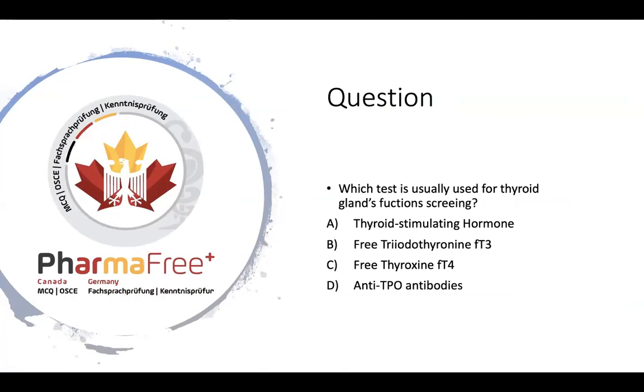This is a single question, it's not a case. Question number one says: which test is usually used for thyroid gland function screening? When we do screening, what test are we doing? Thyroid stimulating hormone, or free triiodothyronine, which is the T3, or free thyroxine, or anti-TPO antibodies, antithyroid peroxidase antibodies.